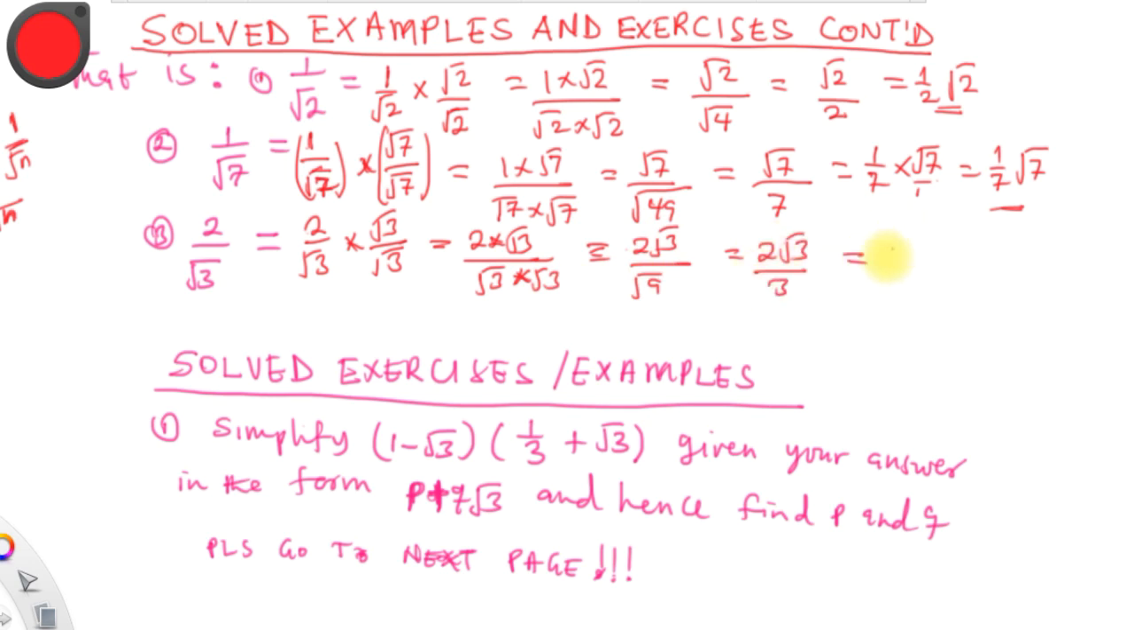This is the same as 2 over 3 times square root of 3, which is 2 over 3 root 3. Yeah, the same.